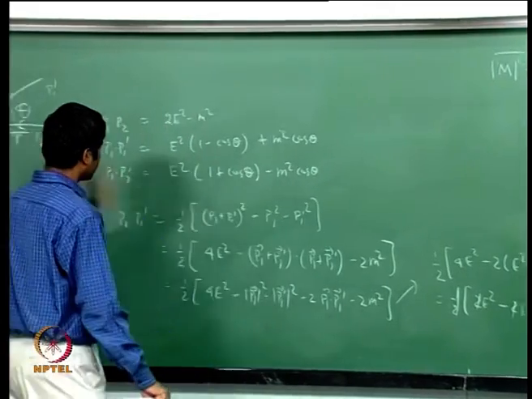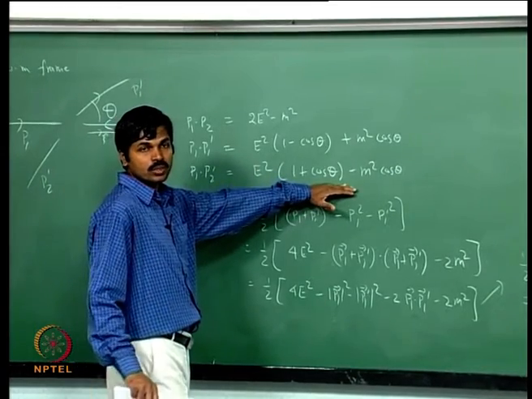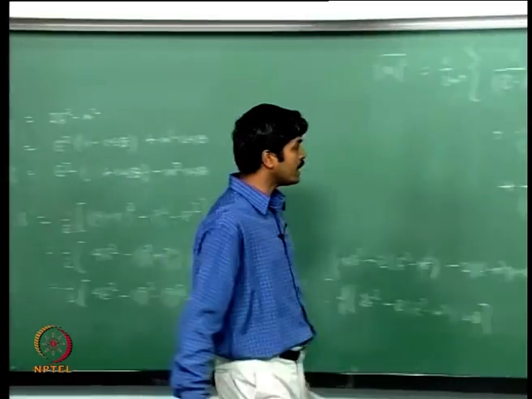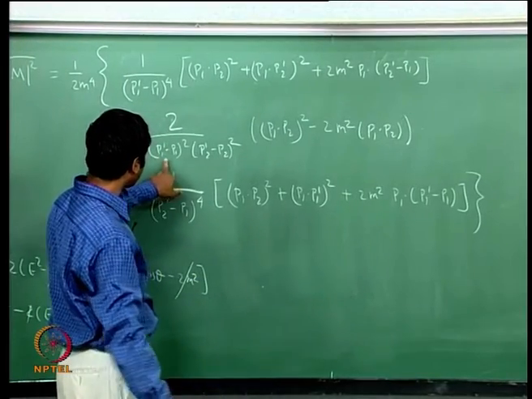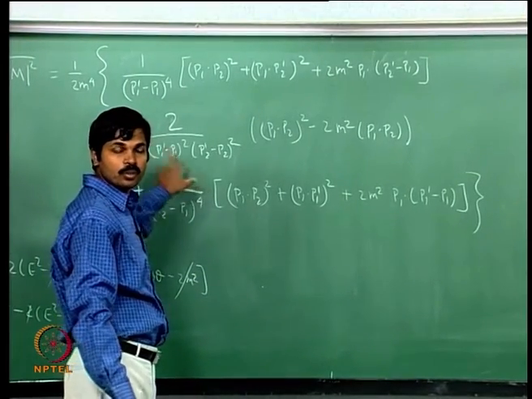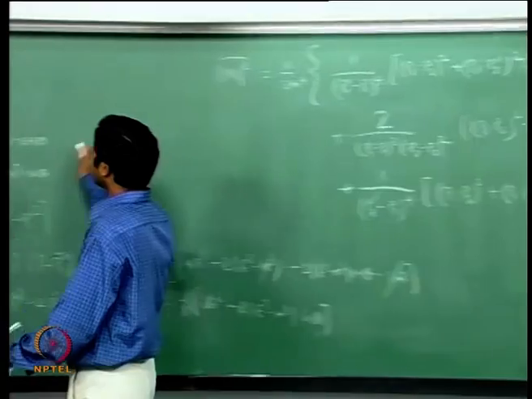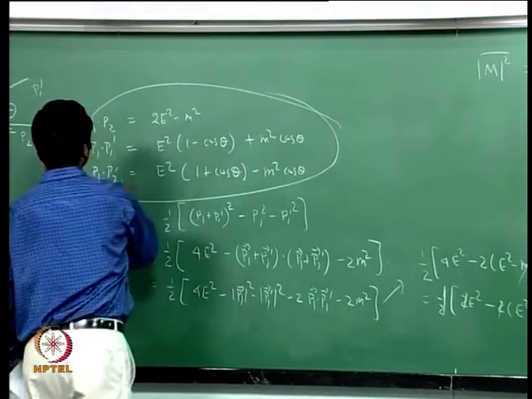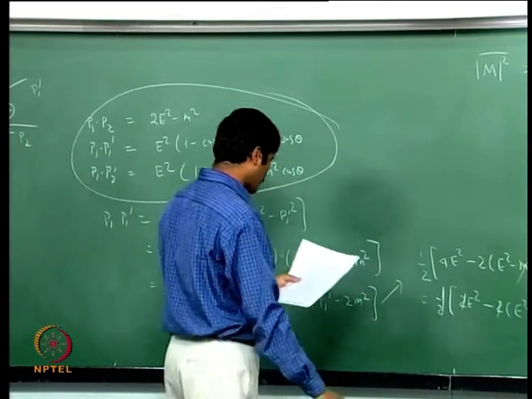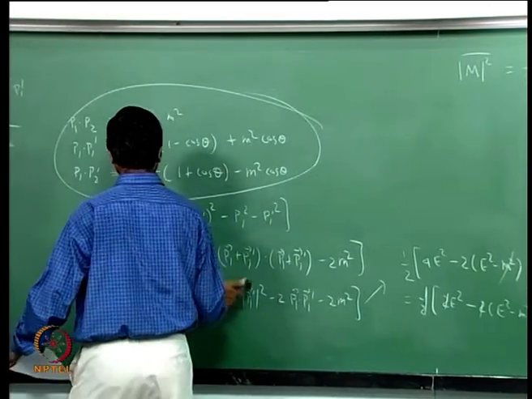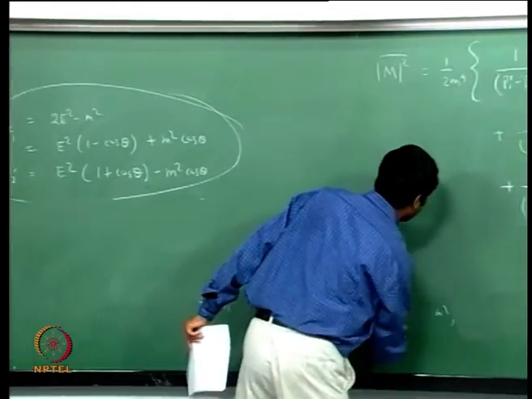So, you can similarly evaluate P1 dot P2 prime, and then you can show that this is equal to this. Finally, at the end you substitute all these results here, because this involves only these squares, m square, and then P1 dot P1 prime or P1 dot P2 prime, nothing else. So, you substitute these expressions for P1 dot P2, P1 dot P1 prime, P1 dot P2 prime in mod M square, and then you simplify. It is very straightforward.